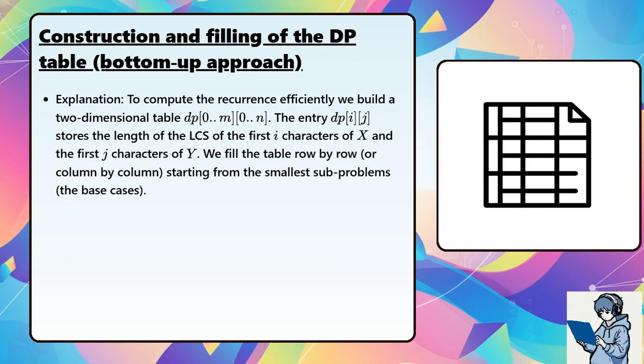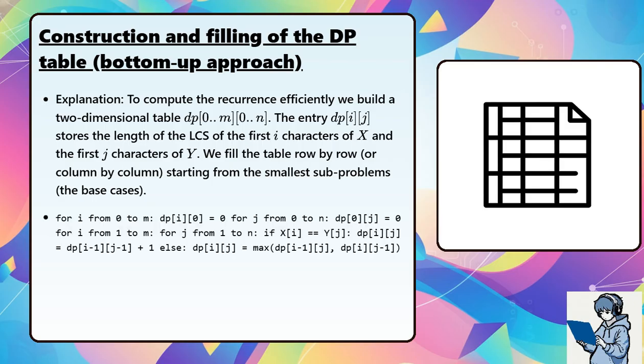Explanation: to compute the recurrence efficiently, we build a 2-dimensional table dp[0..m][0..n]. The entry dp[i][j] stores the length of the LCS of the first i characters of x and the first j characters of y. We fill the table row by row or column by column, starting from the smallest subproblems, the base cases. For i from 0 to m, dp[i][0] = 0. For j from 0 to n, dp[0][j] = 0.